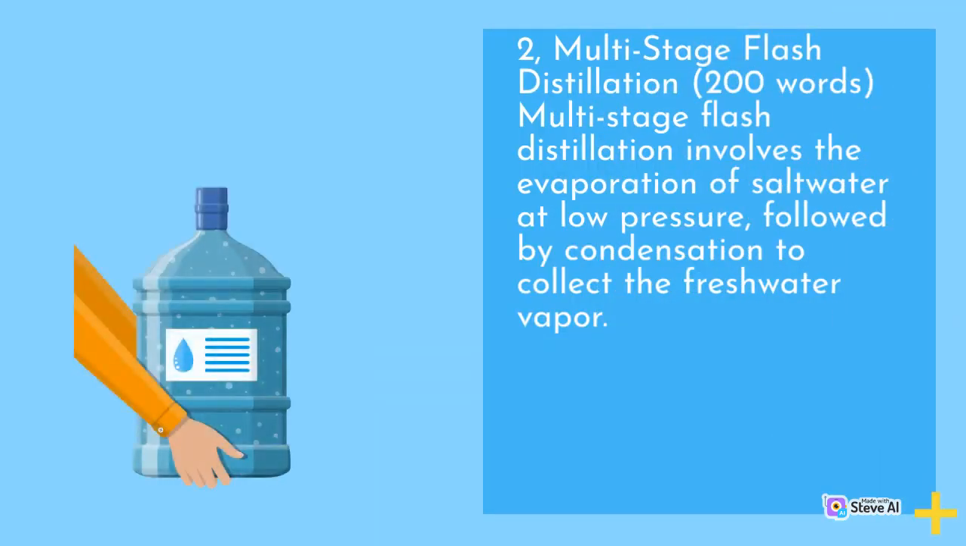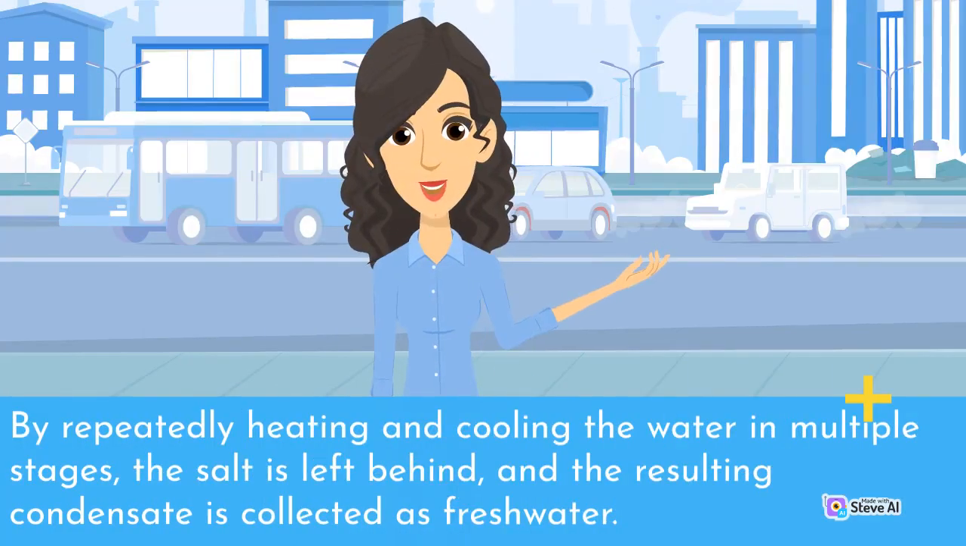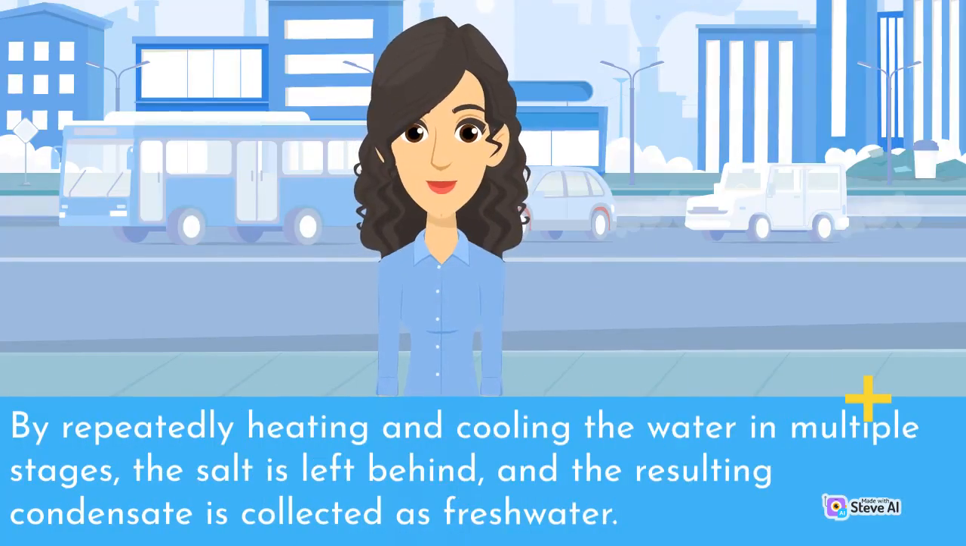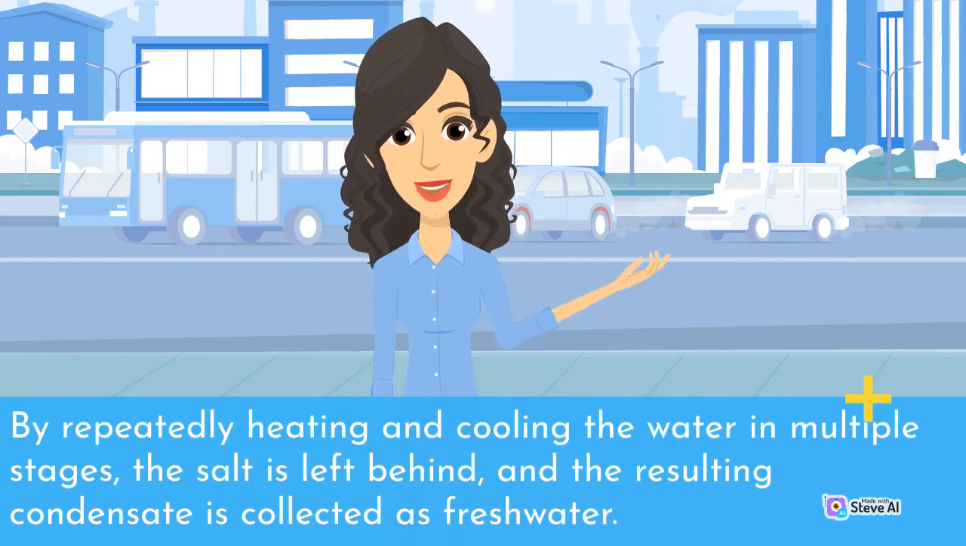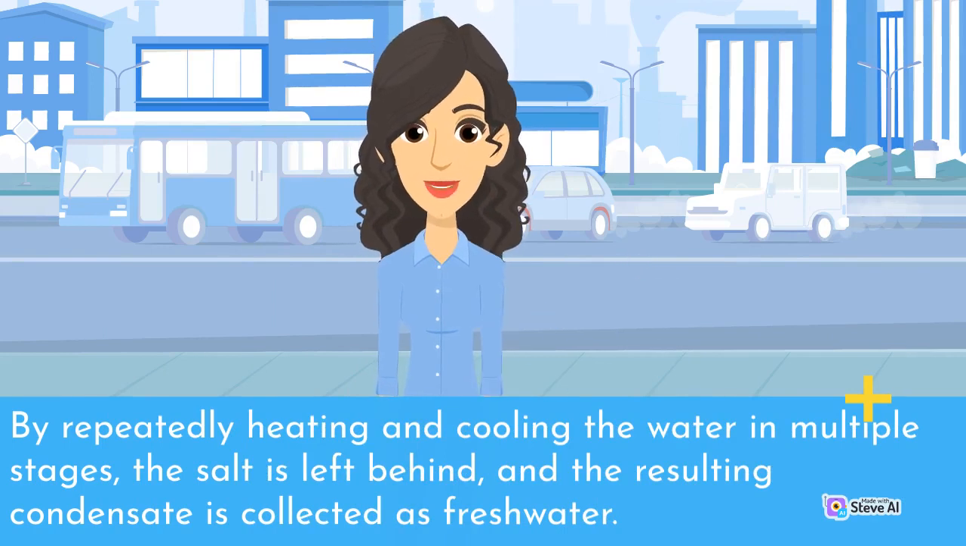2. Multi-stage flash distillation. 200 words. Multi-stage flash distillation involves the evaporation of salt water at low pressure, followed by condensation to collect the freshwater vapor. By repeatedly heating and cooling the water in multiple stages, the salt is left behind, and the resulting condensate is collected as fresh water.